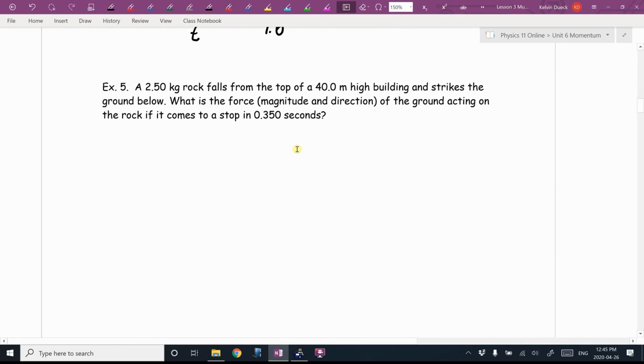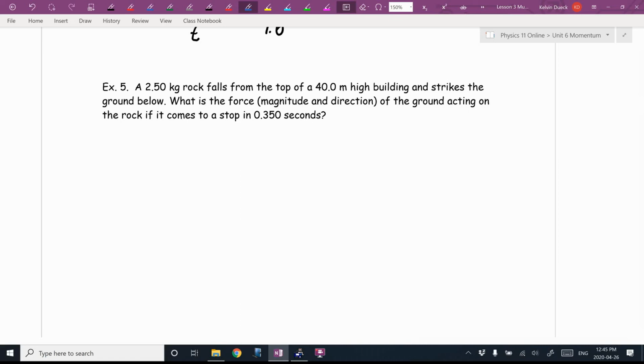Example 5. A rock falls from the top of a 40-meter high building and it strikes the ground below. What's the force, magnitude, and direction of the ground acting on the rock if it comes to a stop in 0.35 seconds? Okay, again, I could find this using F equals ma and vf equals vi plus at and all that, but they want the force and they gave me a time, and that's usually my trigger. If the question mentions force and it also gives me a time, then I'll bet I can use the impulse equation and save myself some time.